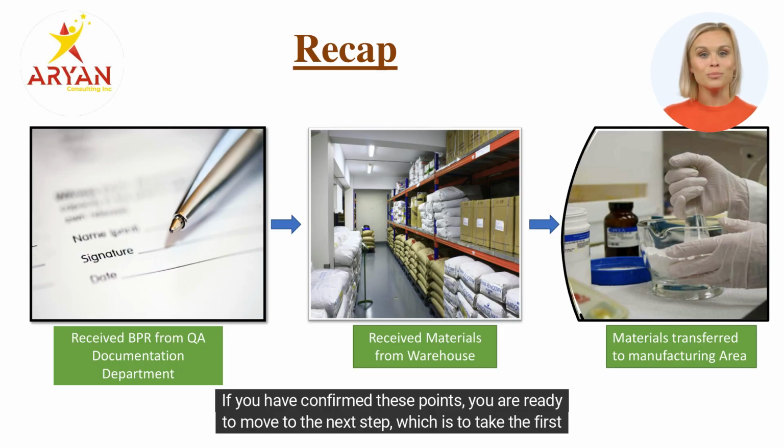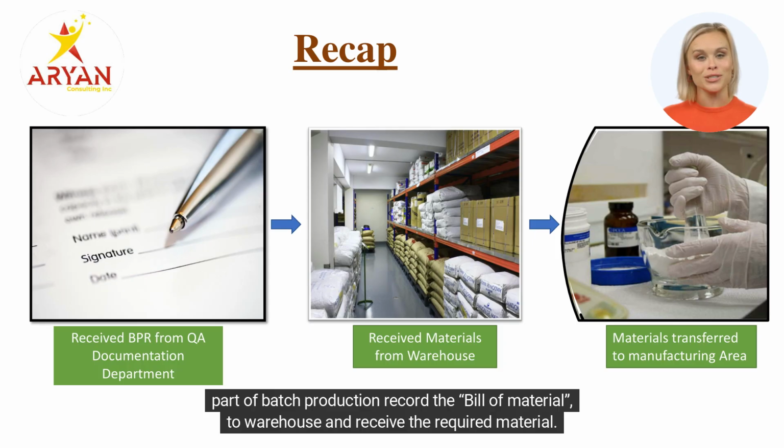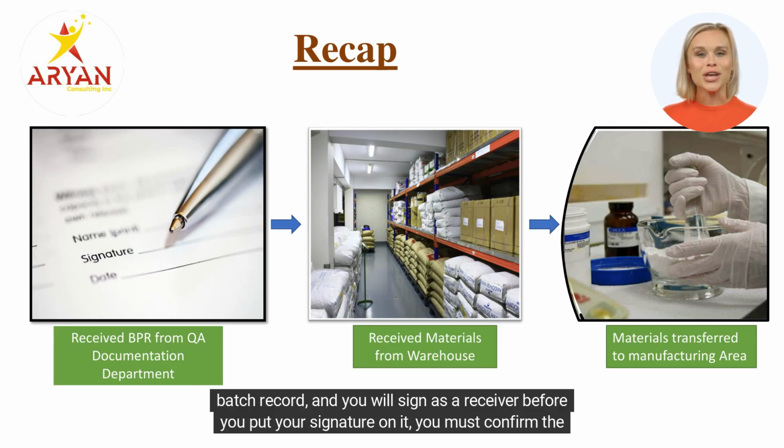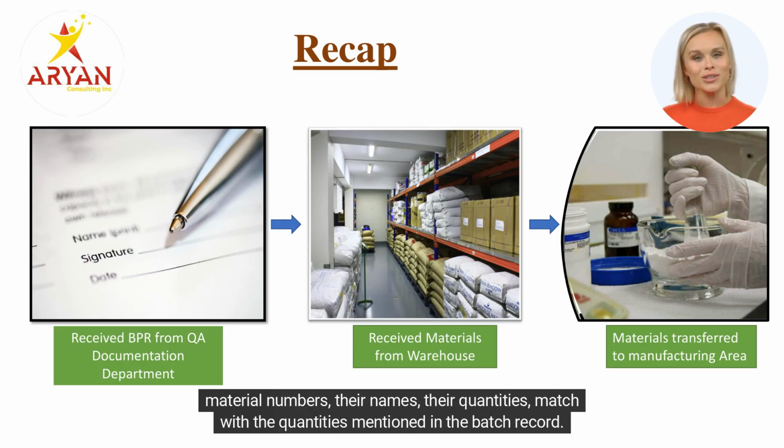which is to take the first part of the batch production record, the bill of material, to the warehouse and receive the required material. At this point again, traceability is required. The warehouse person will sign as an issuer of the material on the batch record, and you will sign as a receiver. Before you put your signature on it, you must confirm the material numbers, their names, and their quantities match the quantities mentioned in the batch record.